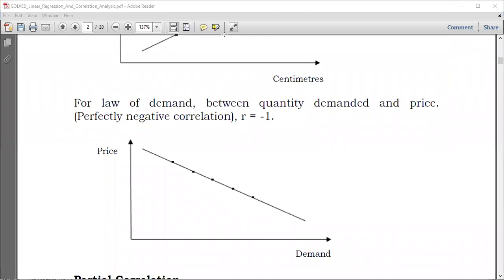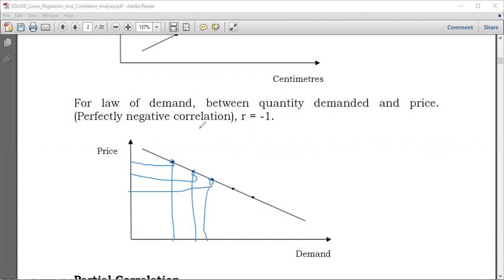I hope you saw that. You can just see it here, right? The first point, the second one, the third one, and so on. And you can see that when the price was here, this was the demand. And then when the price was here, this was the demand. You see, when the price falls, the demand increases. So there's an inverse relationship.